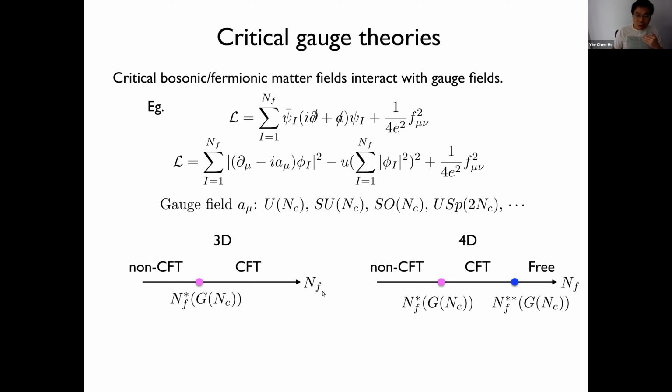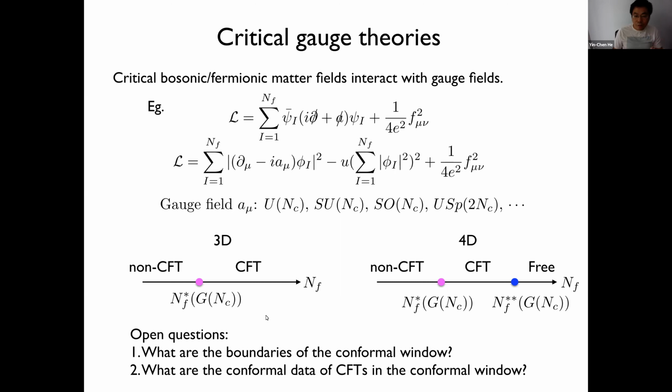So although the rough phase diagram is known to everyone, if you ask any quantitative questions, like what are the boundaries of the conformal window, and once the theory lives in the conformal window, what are the conformal data of these CFTs, it's pretty unsatisfactory that even after decades of effort, we still don't know the answer for any gauge group, including the U(1) gauge group. So the hope is that maybe conformal bootstrap can really help us to answer those long-standing questions.